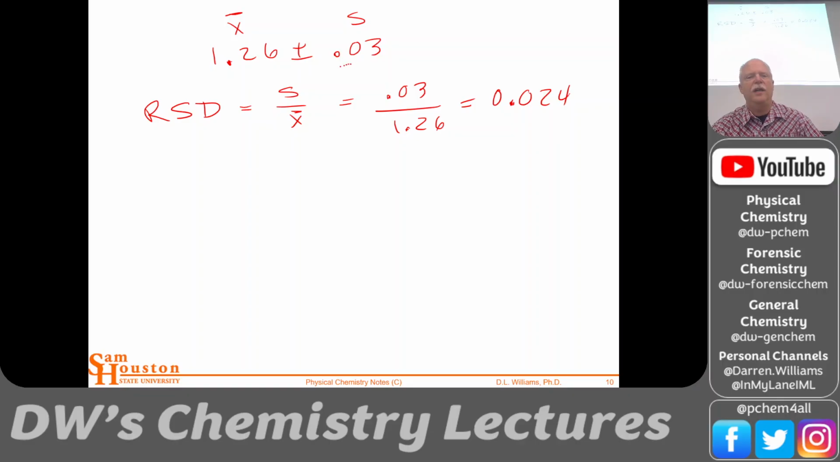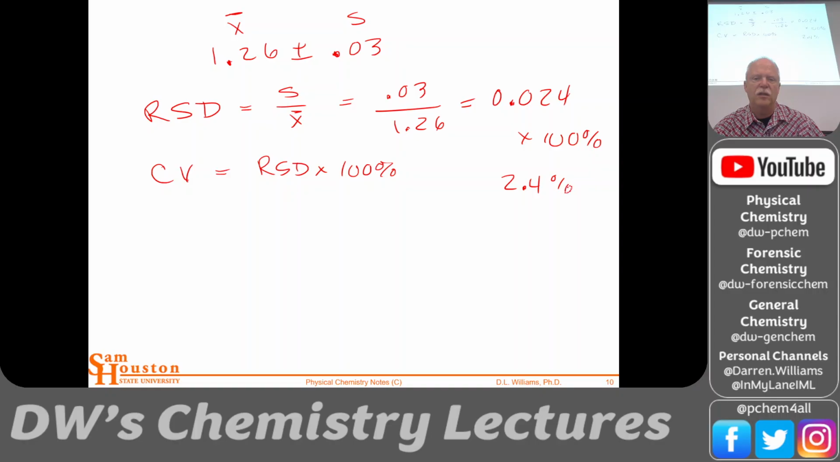And so that's the thing: when you're looking at 0.03, that sounds okay, but we really don't know if that's a good standard error or not, because we don't know what X bar is. So relative standard deviation is your uncertainty relative to the value that you measured. Take the ratio and get the relative standard deviation. The CV is the coefficient of variation, and it's that times 100%. So this times 100% is 2.4%. So that's pretty good. Our measurement of 1.26 has 2.4% uncertainty. That's not bad.